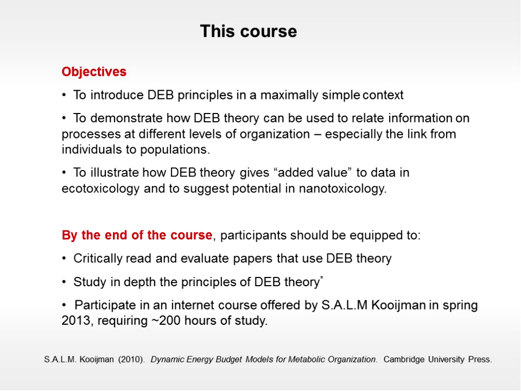Second, I want to demonstrate how DEB theory can be used to relate information on processes at different levels of organization, and in particular I'm going to focus on the link from individuals to populations. And third, my aim is to illustrate how dynamic energy budget theory gives some added value to data in ecotoxicology and to suggest something of the potential in nanotoxicology. And that takes me back to the slide from Andrew Nel that I put up earlier. By this added value, I mean getting increased insight from information like that he and his collaborators are getting at UCLA from high throughput screening.